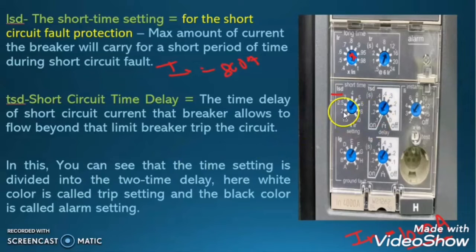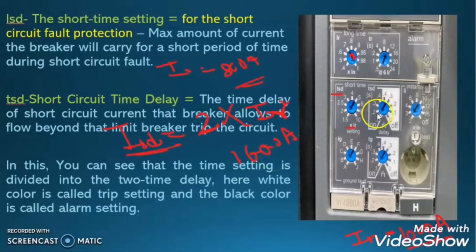Suppose we set it at 0.2, then the ISD will be 2 times IR. What is our IR? 800. So it will be 1600 ampere. Short circuit fault current is always a severe current, so the time setting is for a very short duration. Here you can see 0.2 seconds, 0.3 seconds, 0.4 seconds. So we can set it to 0.2 second, 0.3 second or 0.4 second. So this circuit breaker will trip when there is 1600 ampere of current.